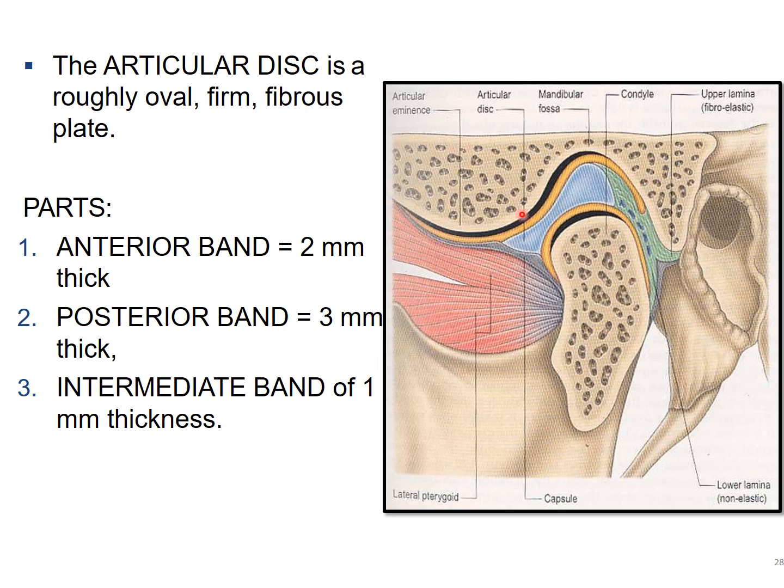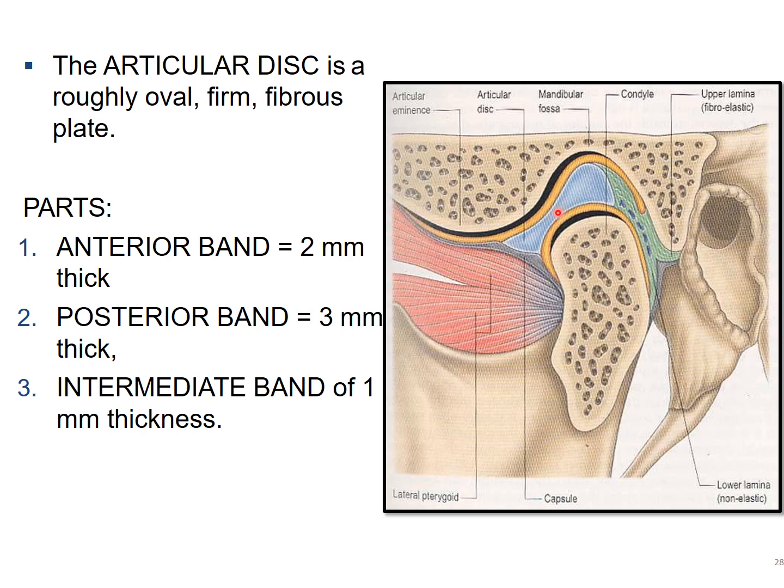Now the articular disc is, as I mentioned, saddle shaped, oval, concave underneath. It is mainly fibrous, and the anterior band is about 2 mm thick and the posterior band is about 3 mm. As you can see, the posterior band is thicker, about 3 mm, because normally at rest the condyle articulates with the posterior superior portion of the glenoid fossa. This is the part that can take a good amount of load. The intermediate band, this central portion of the articular disc, is very thin, only about 1 mm thick.